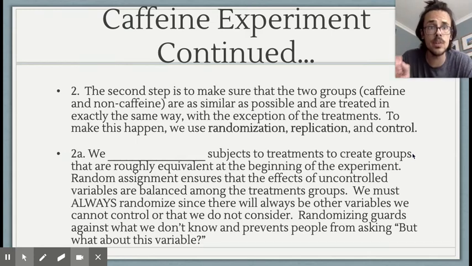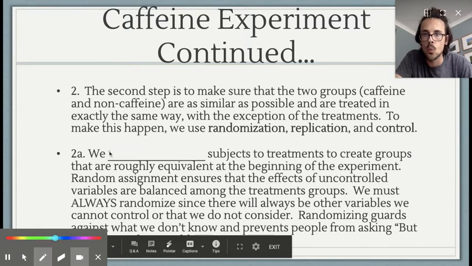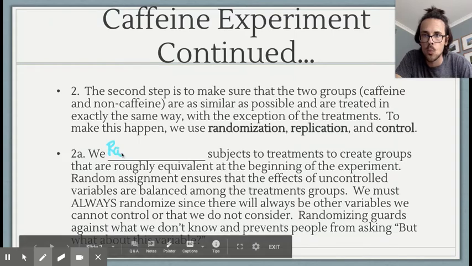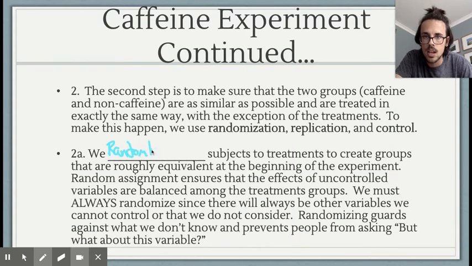But even if I have two groups, if I'm not careful about how those two groups are made up, I could still run into issues. So I need to make sure that not only do I have two groups, but that those two groups are evenly balanced. We have to do what is called random assignment. So we randomly assign subjects to treatments to create groups that are roughly equivalent at the beginning of the experiment. Underline and put a star by that line, roughly equivalent groups.